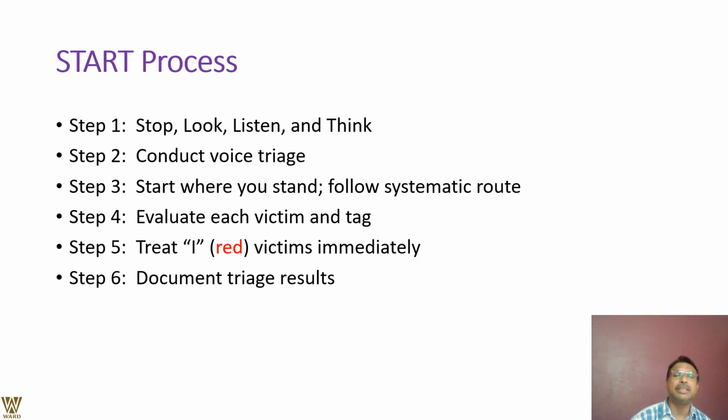So the START process is simple. There are 6 steps to it. Stop, look, listen, and think. Then conduct a voice triage, speak among yourselves, and understand what is to be done. Start where you are, where you stand. Follow a systematic grid. Step number 4 is to evaluate each victim and tag accordingly on an immediate or delayed basis. Treat the red victims immediately and document the triage as much as possible as and when required.